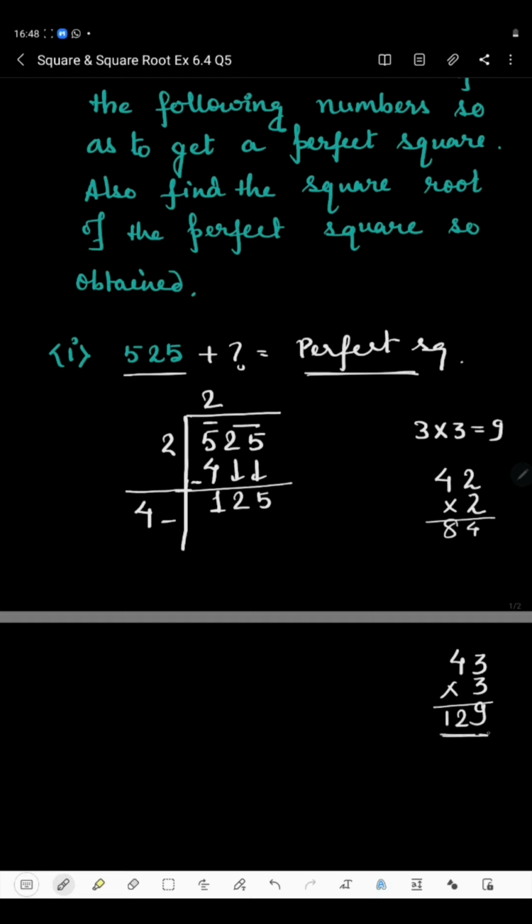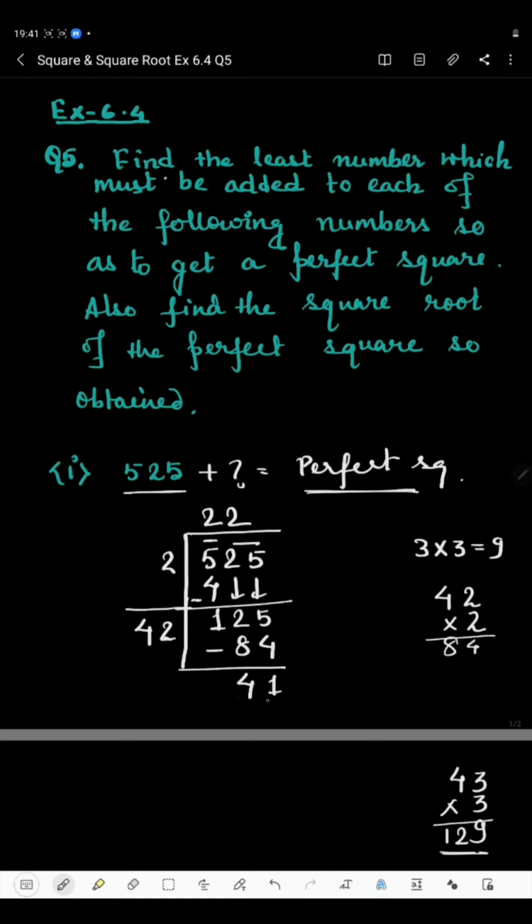Now see, this 129 is greater than 125, so we cannot take 3. We will have to take 2. If you take 2 here, then here also we will have to take 2. So here it will be 84. Now if you subtract this, then 4 from 5 is 1, and 8 from 12 is 4. So the remainder is 41.